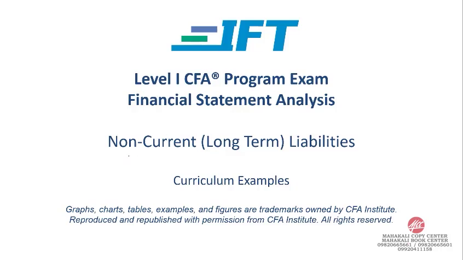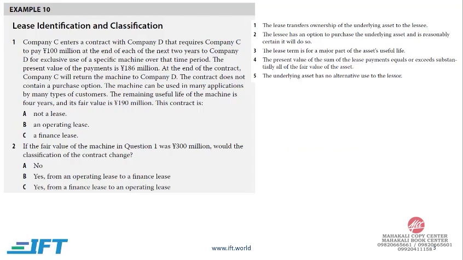We are starting with non-current long-term liabilities. Now, example 2, lease identification and classification. So these are the 5 points in order for the lease to be considered to be a finance lease.